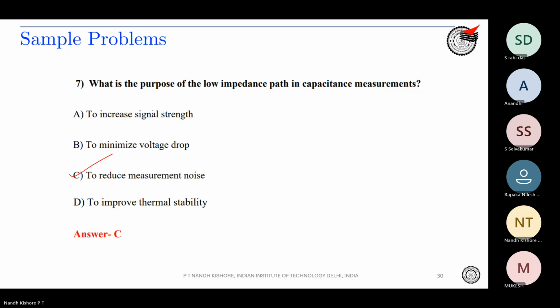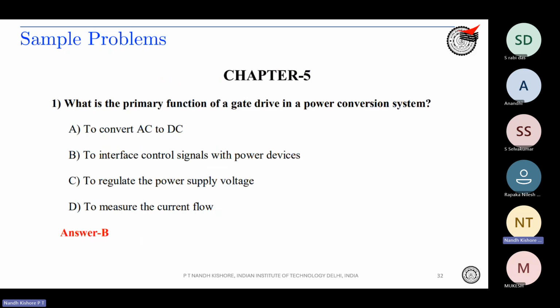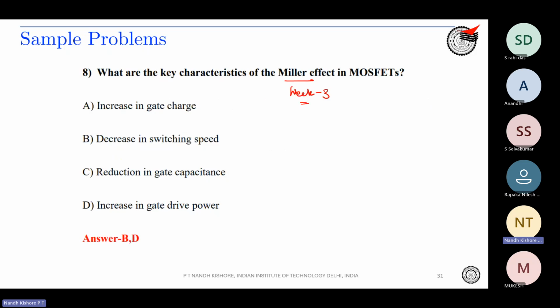Okay, right. So what are the key characteristics of the Miller effect? This Miller effect is something that you will study in week 3. So I am not going to touch this problem now. Miller effect you will study in week 3. So we can continue for question number 8. We will see in week 3.